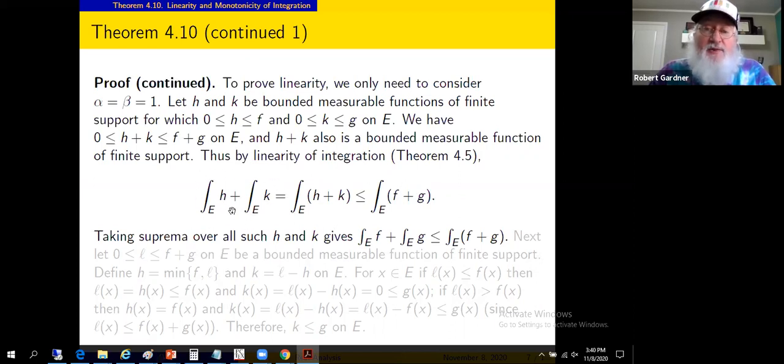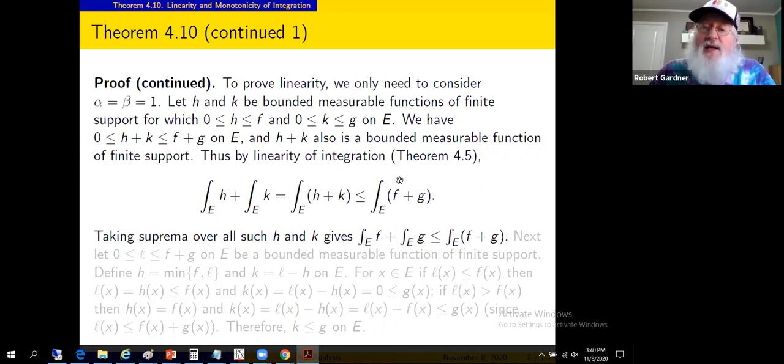I mean, this doesn't change as h changes, but this does. The sup of this produces the integral of f. Then take a sup over all k less than or equal to g that are bounded with finite support. And when you take the sup of both sides, this then becomes that integral.